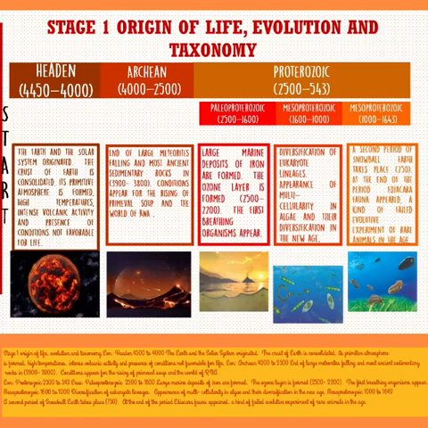Eon Hadean, 4,450 to 4,000. The Earth and the solar system originate. The crust of Earth is consolidated. Its primitive atmosphere is formed. High temperatures, intense volcanic activity, and conditions not favorable for life. Eon Archaean, 4,000 to 2,500. End of a large meteorite fall and the most ancient sedimentary rocks. In 3,900 to 3,800, conditions appear for the primordial soup and the RNA world.